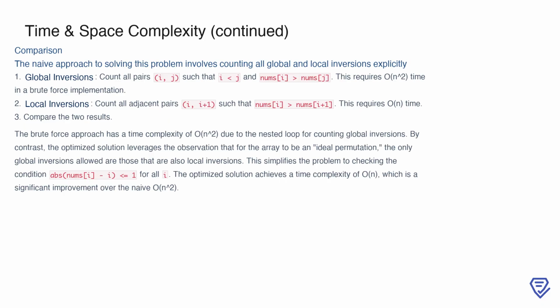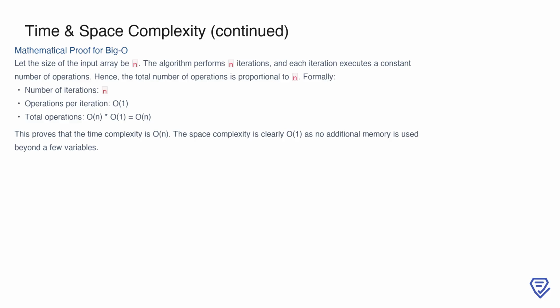By contrast, the optimized solution eliminates the need to explicitly count inversions. Instead, it leverages the key insight that for the array to be an ideal permutation, all global inversions must also be local inversions. This simplifies the problem to checking the condition abs(nums[i] - i) is at most 1 for all indices i. The optimized algorithm achieves a much more efficient n time complexity, representing a significant improvement over the naive n squared. Finally, let's solidify the time complexity analysis with a mathematical proof.